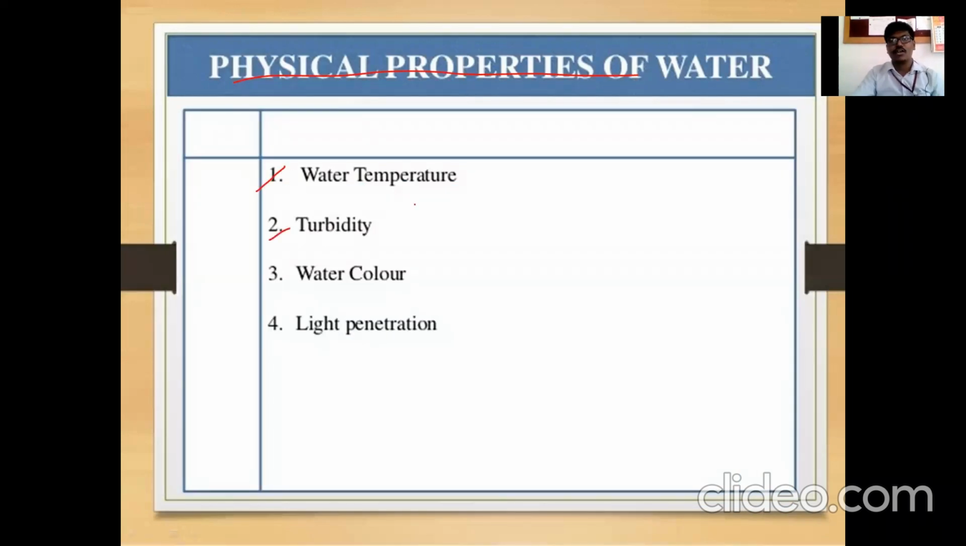So turbidity is not visible to our eyes, so we should determine the turbidity of water through a proper method. And water color, blue we say, and later on light penetration. Whenever light comes onto the water, it may penetrate through the water, or it may be reflected back as some colors, we can say. And later on, chemical properties of soil.